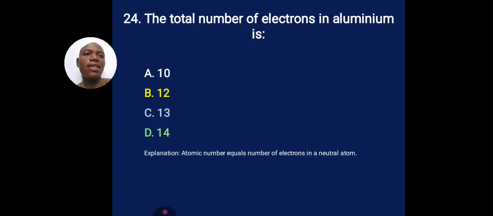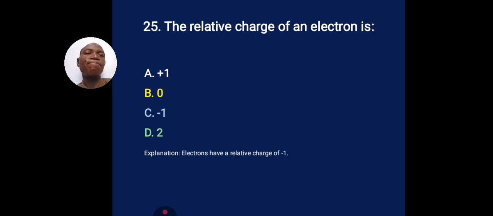I have said this earlier. The total number of electrons in aluminium is, the correct answer is 13. Atomic number of aluminium is 13. And since it is not an ion, the number of electrons remains the same. We say atomic number is the number of protons, which is equal to the number of electrons in a neutral atom. Please don't forget this definition. Very important. It will help you to sort a lot.